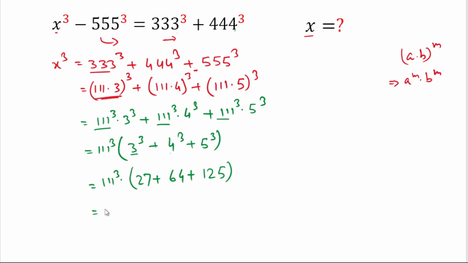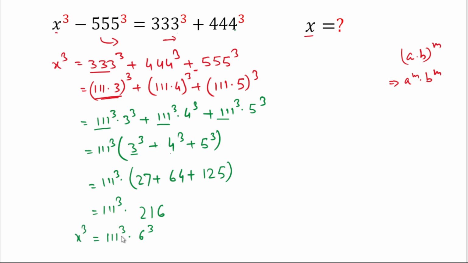And now we'll write 111 cube as it is, and now we'll add the values: 7 and 4 is 11, and 5 is 16, 6, remaining 1; 2 and 1 is 3, 3 and 6 is 9, and 2 is 11, 1, remaining 1; 1 and 1 is 2, so it is 216. So we'll write 111 cube, and 216 is the cube of 6, so we can write 6 cube. This is the value of x cube.